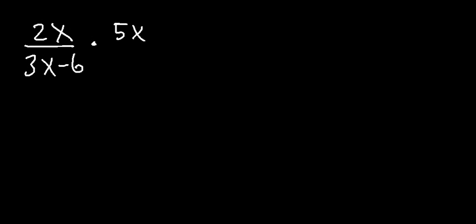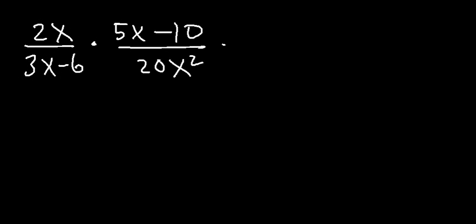Let's try another problem. So let's say we have 2x divided by 3x minus 6 times 5x minus 10 over 20x squared.